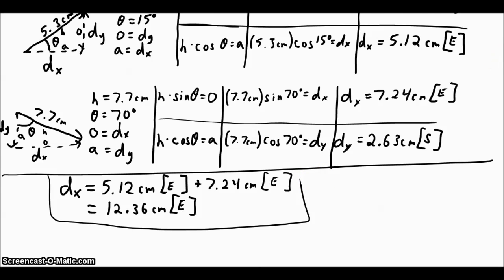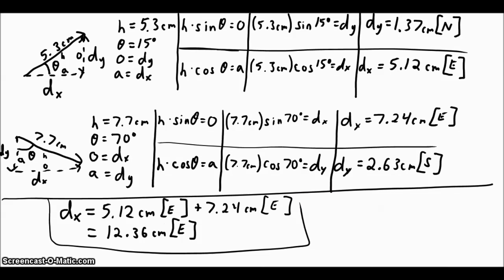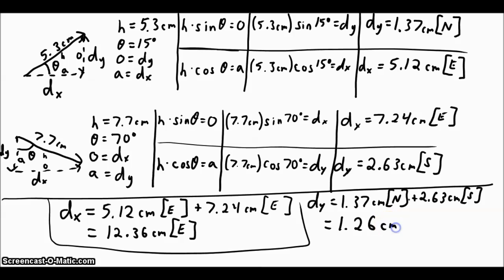Our step 3 would be to add our dy, so I need to scooch that up a little bit here so we can see that. Our total dy will be 1.37 centimeters to the north plus 2.63 centimeters to the south. Now they're going in opposite directions, so we'll have to subtract, which means that we will get 1.26 centimeters, and because it was more south than north, we end up to the south of where we began. So that is our step 3.